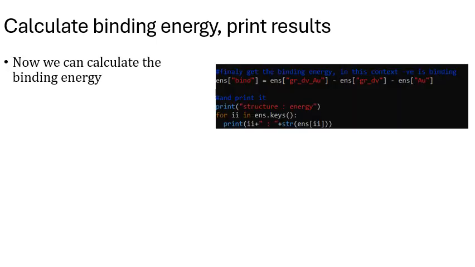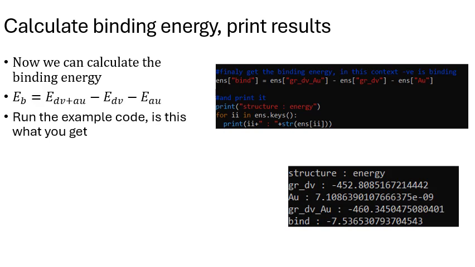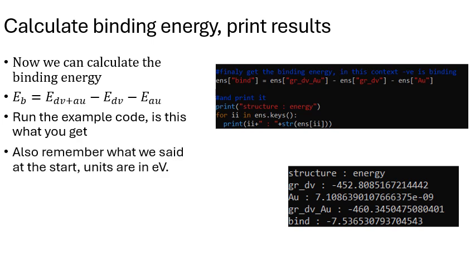So now we've come to the end. We can actually calculate our binding energies. If you run the example code that's been given to you, you should get this as an output. About -7.5 eV, which is a fairly strong binding, which is sort of expected. The carbon atoms do not like being unbound.